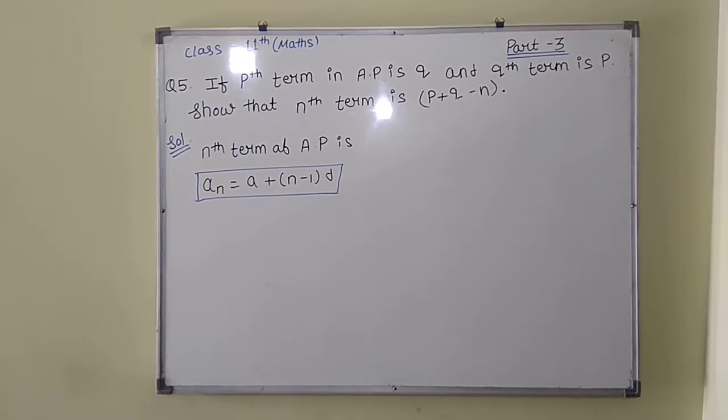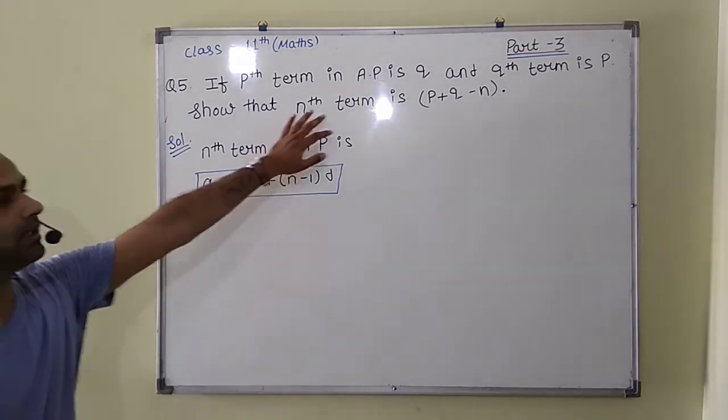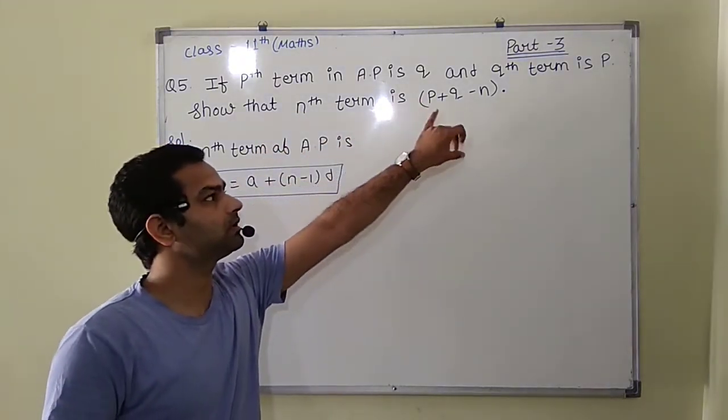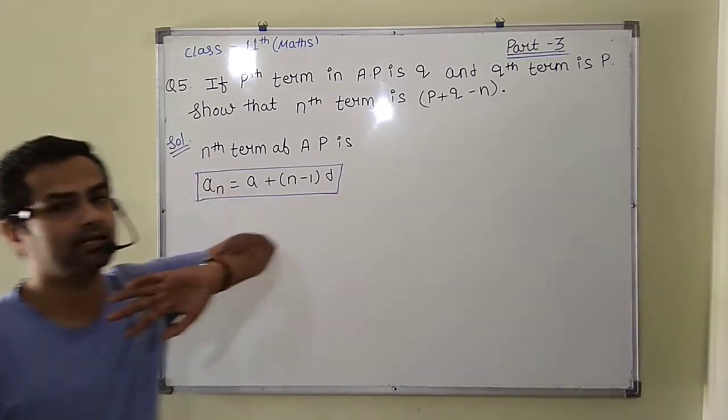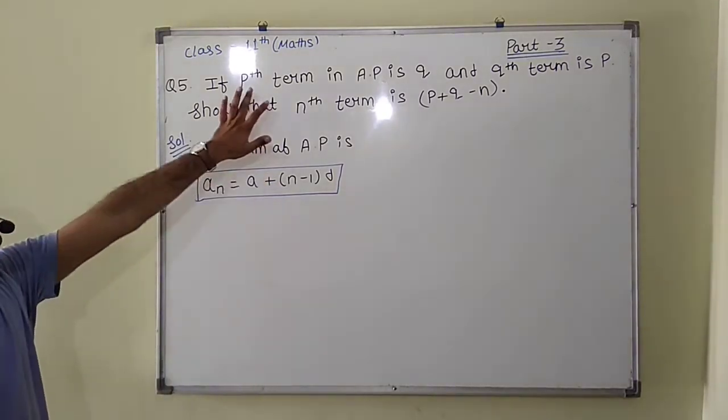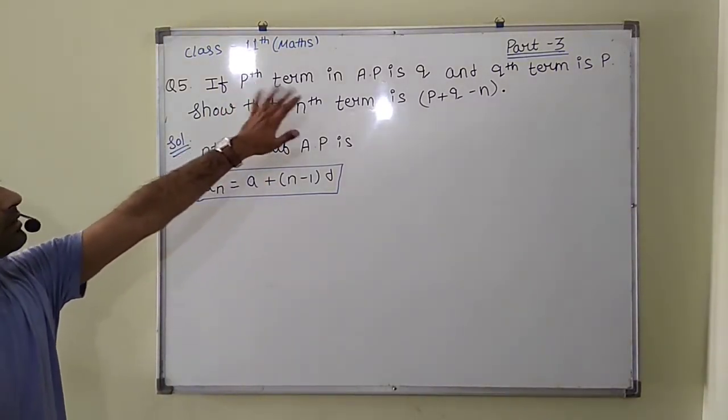So question number 5. If the pth term of an AP is q and the qth term is p, show that the nth term is p plus q minus n. In this question, we have to prove that the nth term of this sequence is p plus q minus n. The given conditions are the pth term and the qth term.